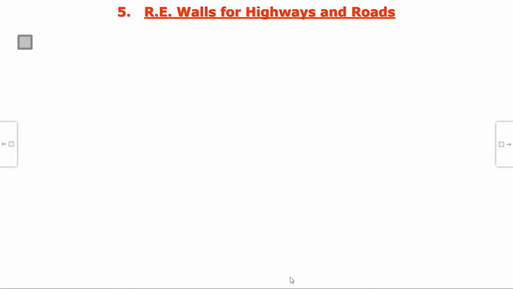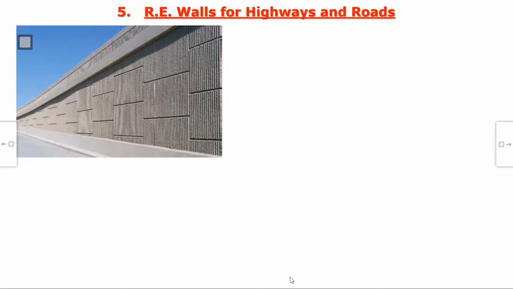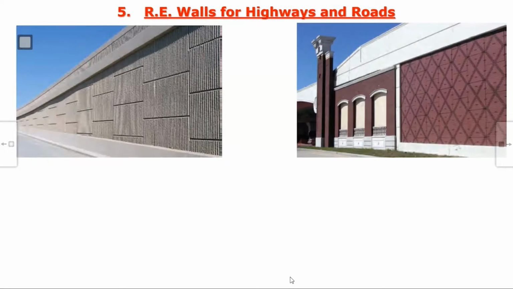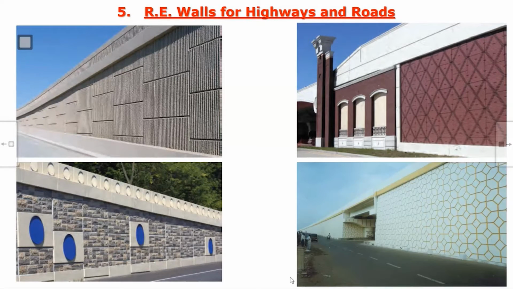Now, as I told you, this fascia can be used as a medium for improving aesthetics. So these are some of the RE walls for highways and roads. Actual, now you can see. You can make any sort of aesthetic improvement. It is like an art statement.